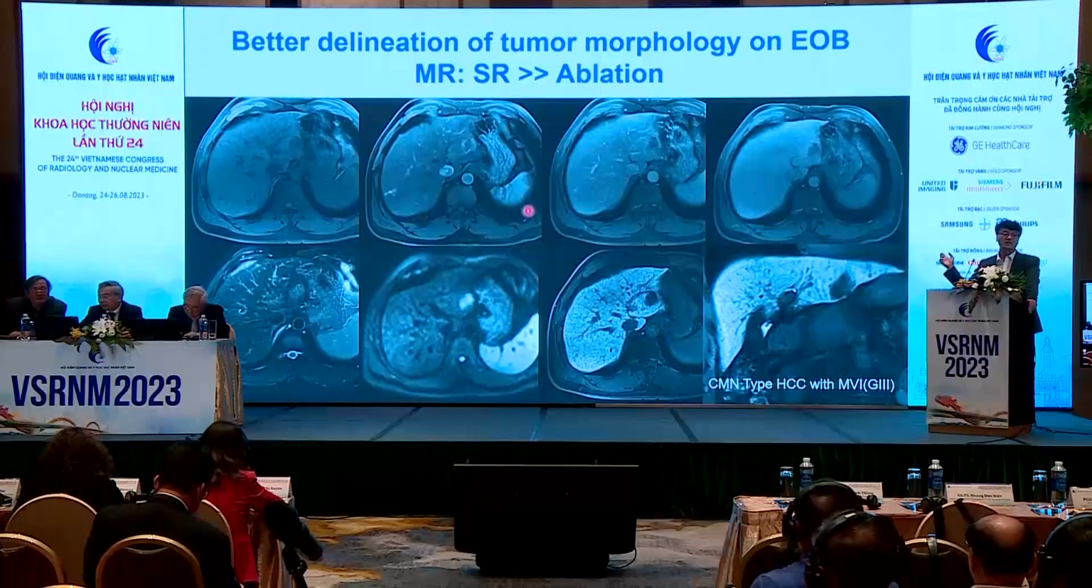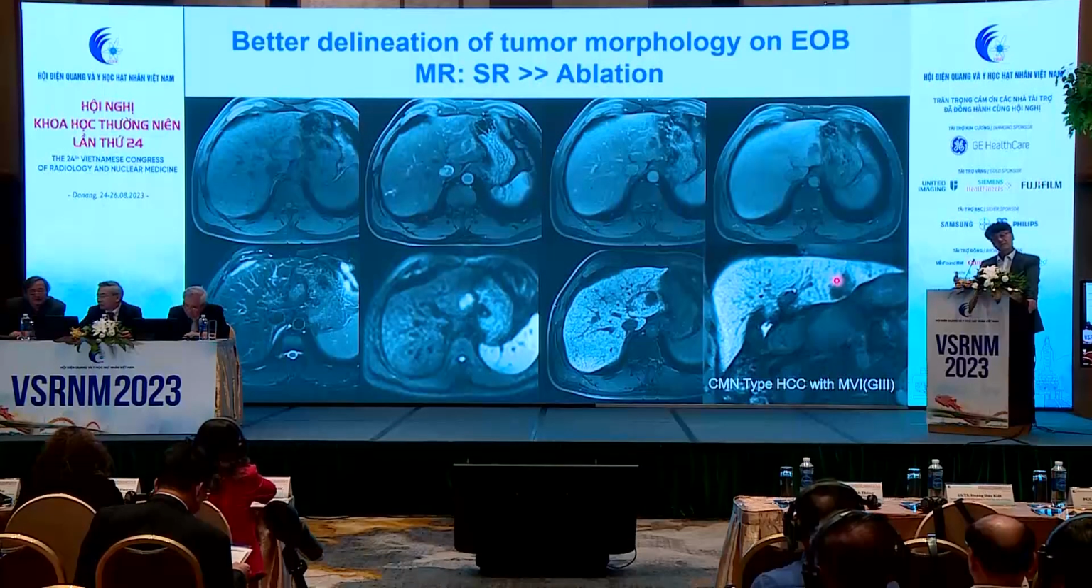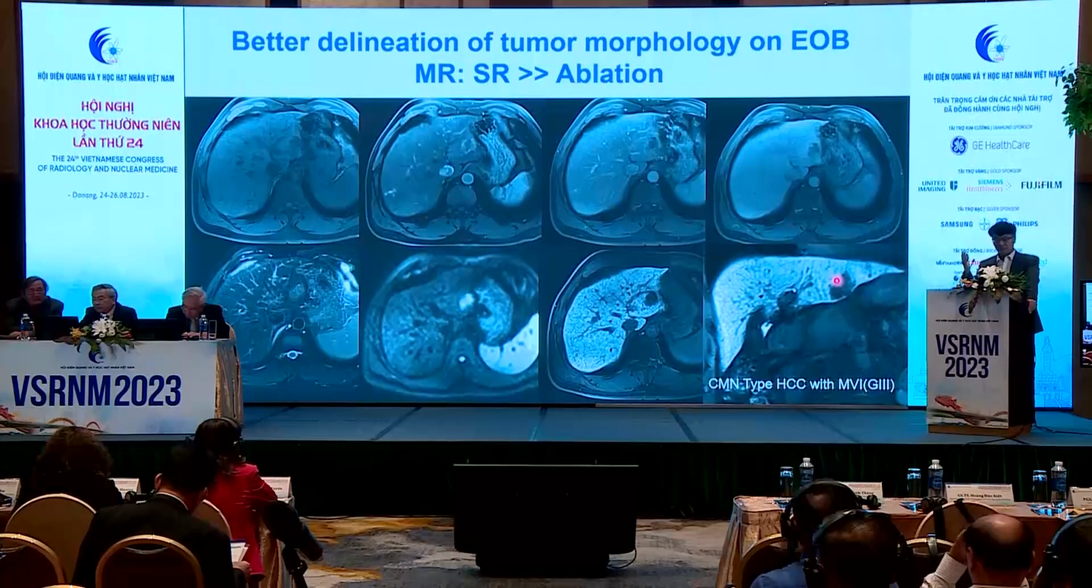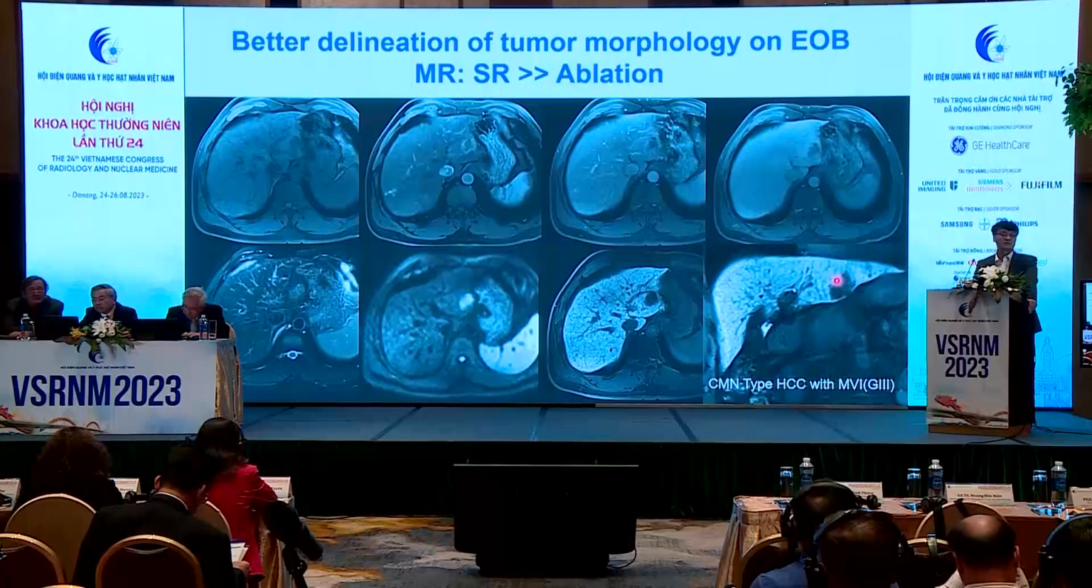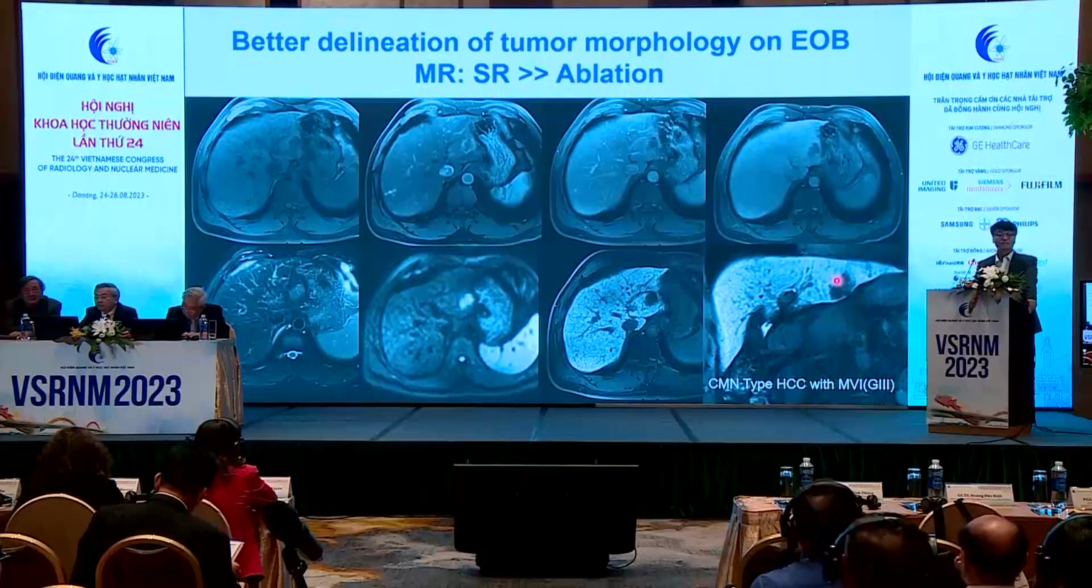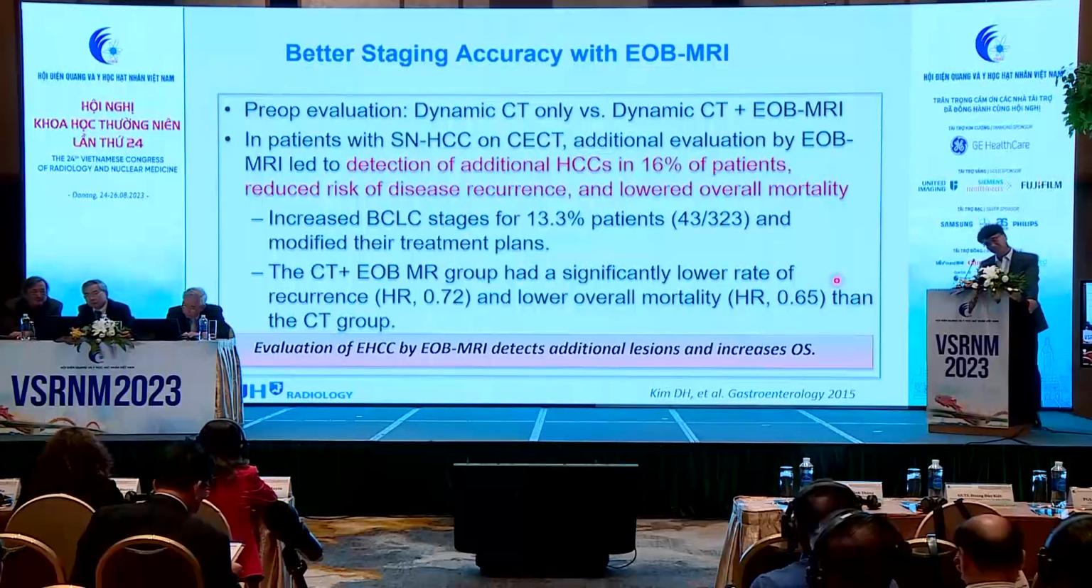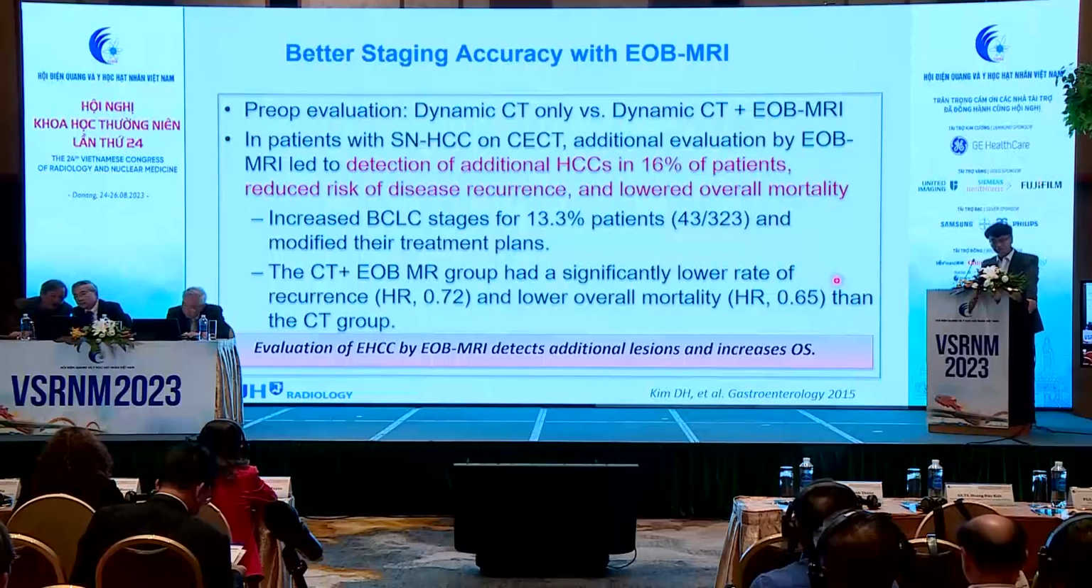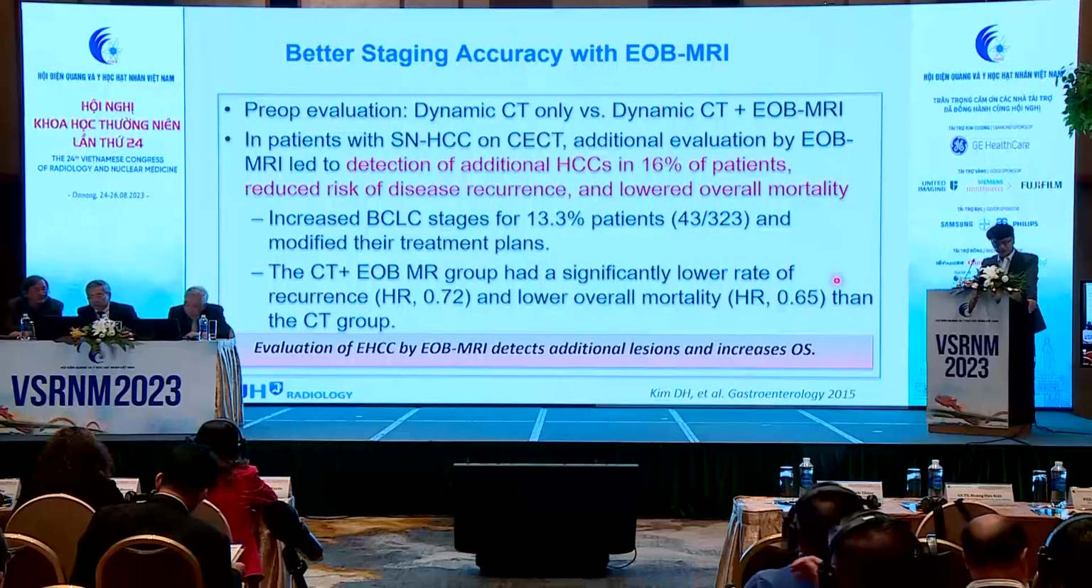Here is a case. This tumor shows irregular multinodular confluent type morphology on hepatobiliary phase imaging, and we suggested surgical resection rather than ablation. On surgical resection, microvascular invasion was found. So that kind of information could be beneficial for your clinicians.